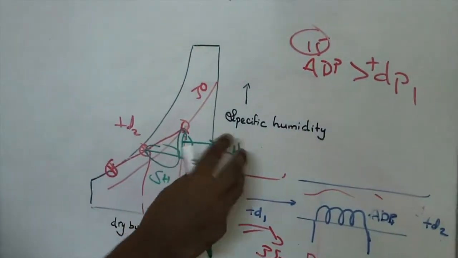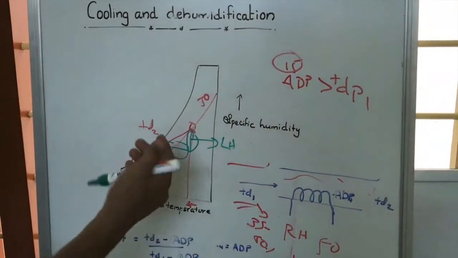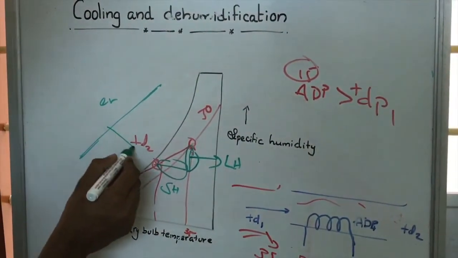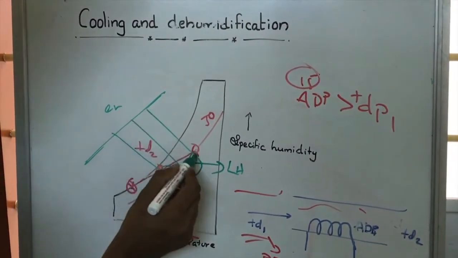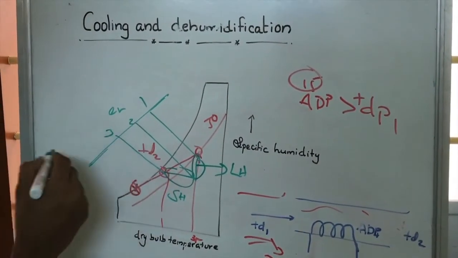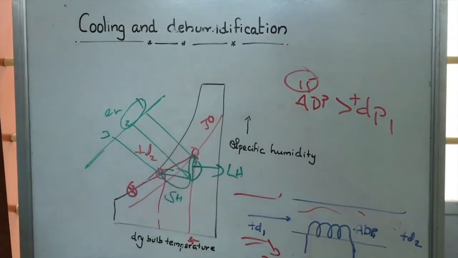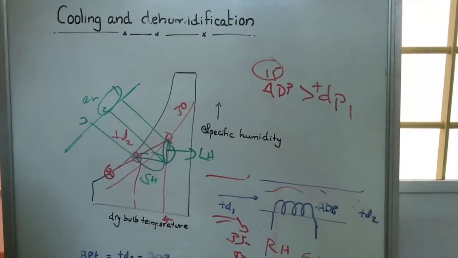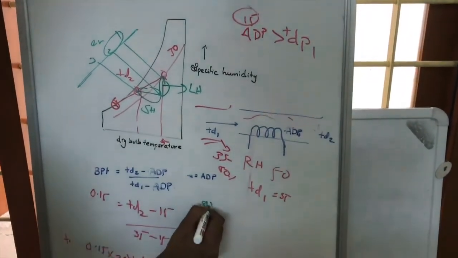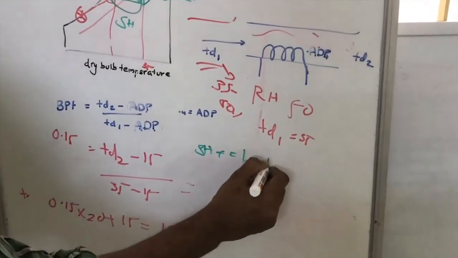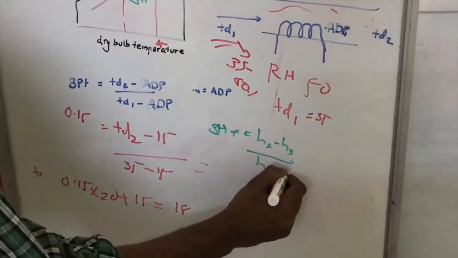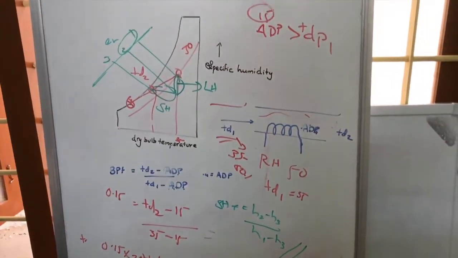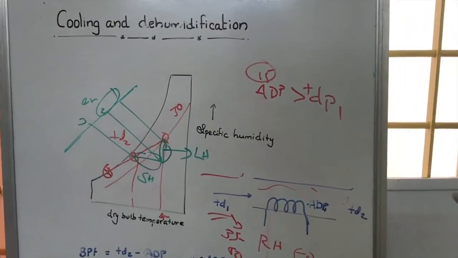We can obtain LH and SH in a different manner, because here we have an enthalpy line, and if we draw perpendiculars, we get points. Let us take this as 1, this as 2, and this as 3. H1 minus H2 will be the latent heat, and H2 minus H3 will be the sensible heat. So we can find the sensible heat factor, which is equal to H2 minus H3 by H1 minus H3. So this is how we analyze the dehumidification and cooling process using a psychrometric chart. Thank you.